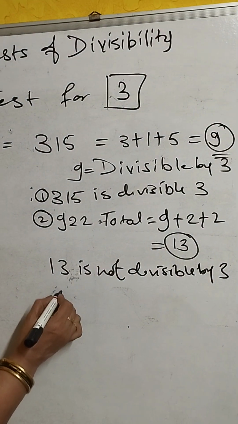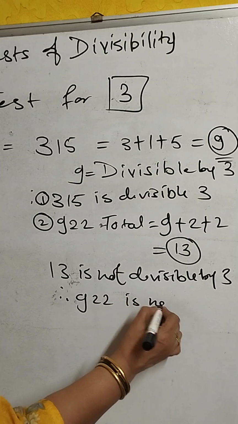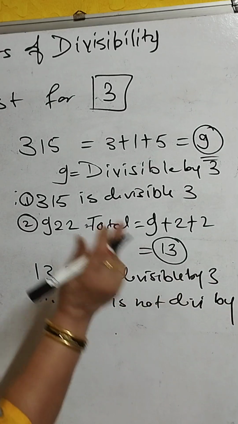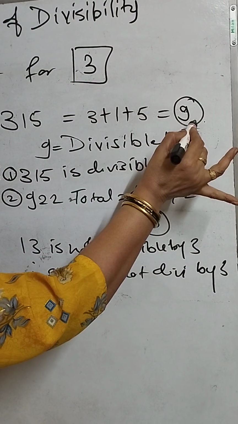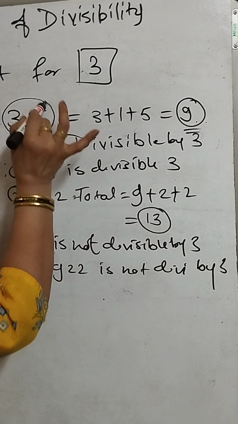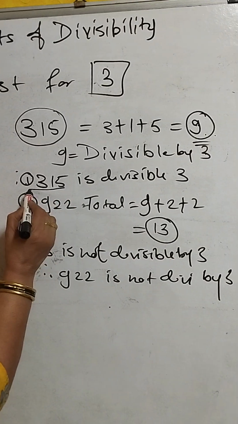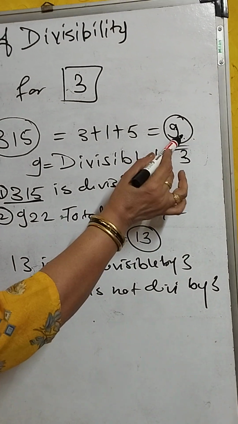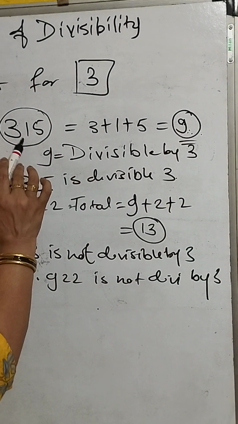So, 922 is not divisible by 3. It means that if you add the digits of a number and the sum is divisible by 3, then only that number is divisible by 3. For 315, all digits added, the total we got is 9. 9 is divisible by 3, so the number is divisible by 3.